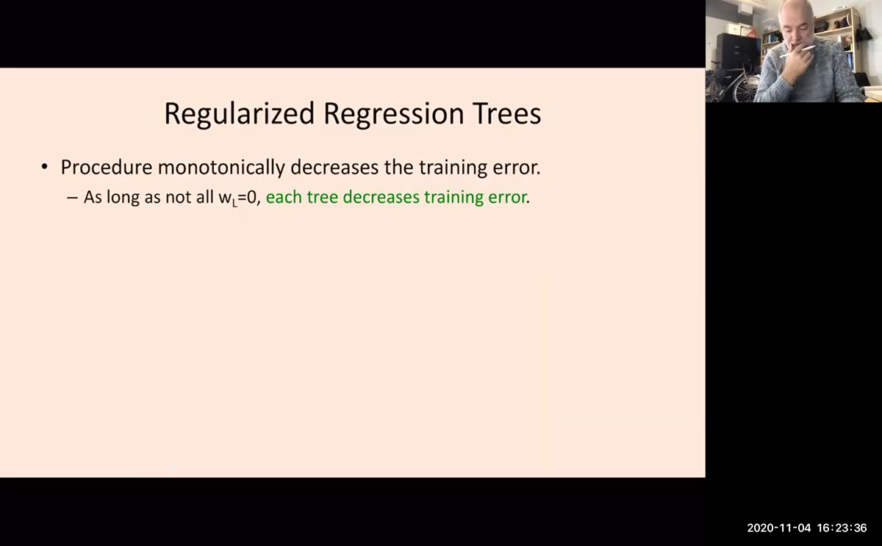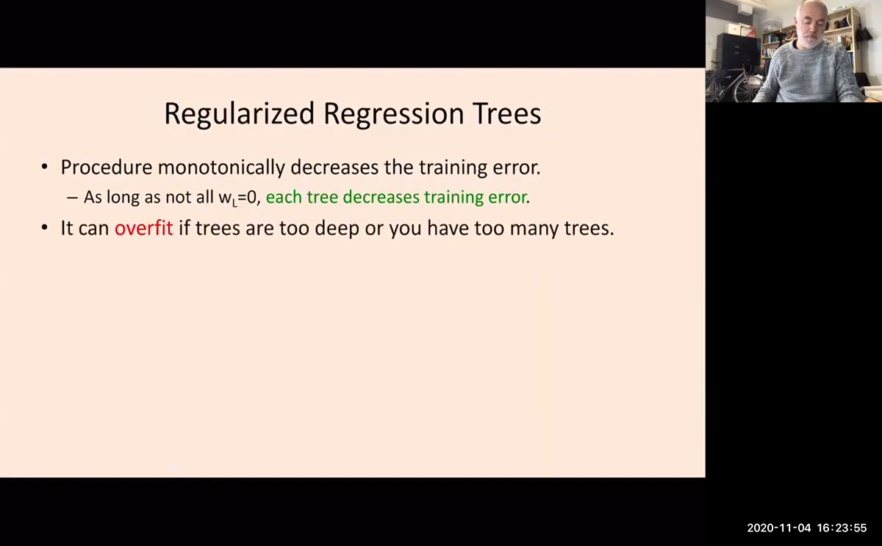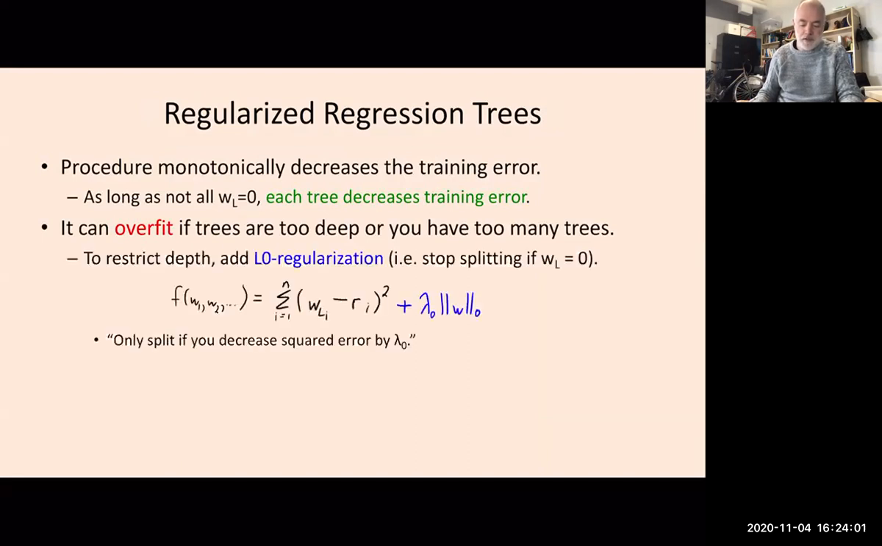So long as the weights, basically the leaf parameters, are not all 0, adding a tree will decrease the training error. So obviously XGBoost type models can overfit if the trees are too deep or if you have too many trees.